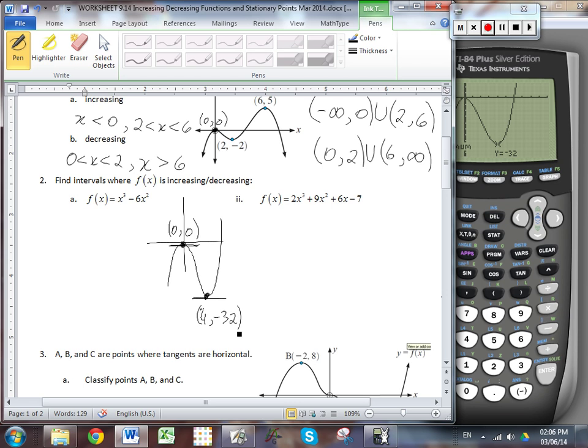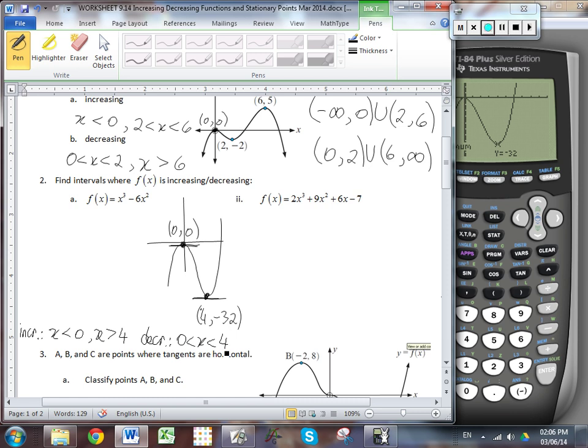So just by looking at this graph, I can see that I'm increasing, going upwards, for all x values before 0, so all values of x that are less than 0. And I'm also increasing for all x values that are after positive 4. Okay, so that's increase. And for decrease, I can see that I'm decreasing for all x values between 0 and 4.